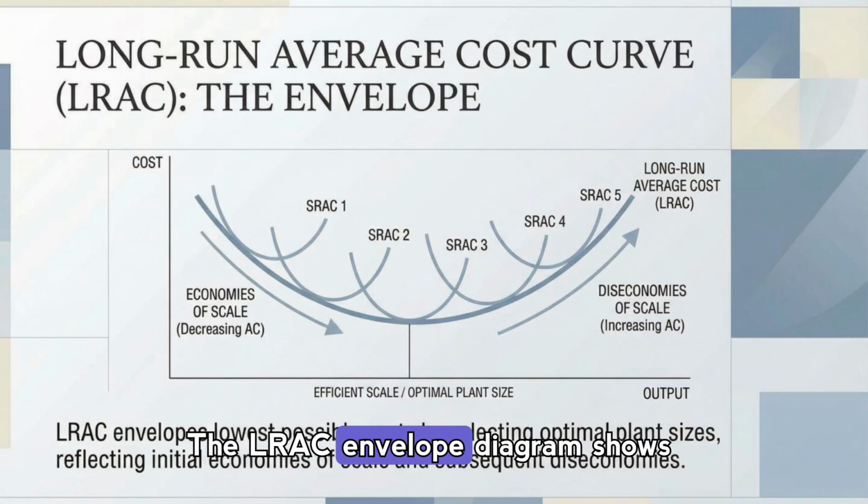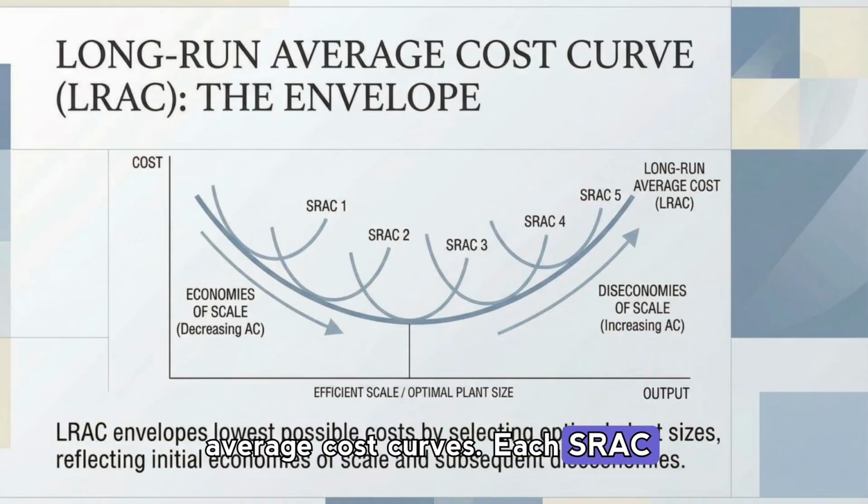The LRAC envelope diagram shows how a firm selects the optimal plant size across possible short-run average cost curves. Each SRAC corresponds to a different capacity choice, and the LRAC traces the lowest achievable cost at each output level. The curve captures initial economies of scale as costs fall, and eventual diseconomies as output pushes beyond efficient scale.